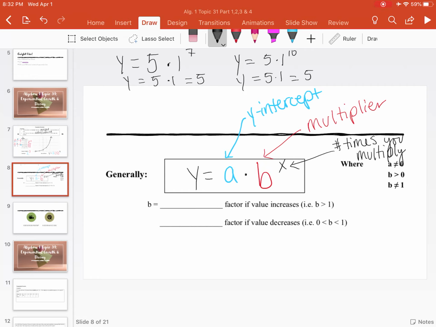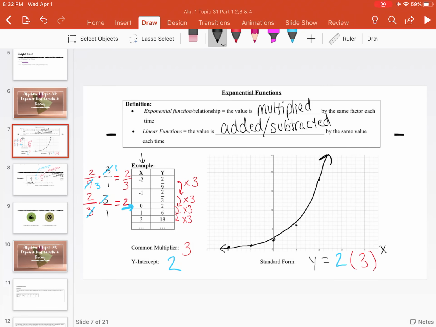There are some specific conditions for B. So B is called a growth factor if the value increases. So if B is bigger than 1, we saw that with the previous example, as our B value was 3, and our graph was growing, it was going upward.